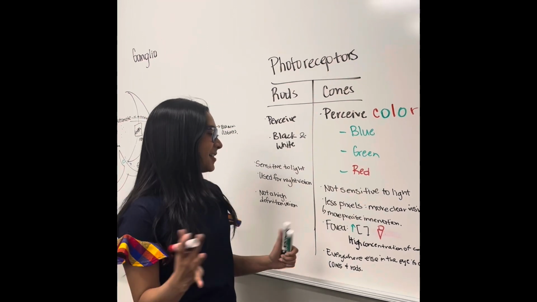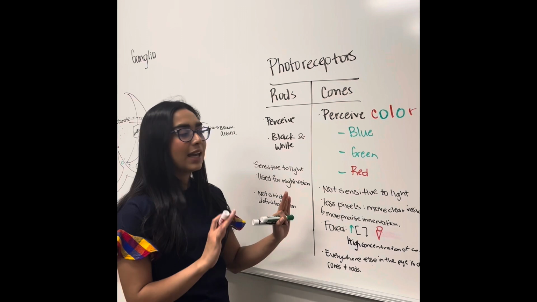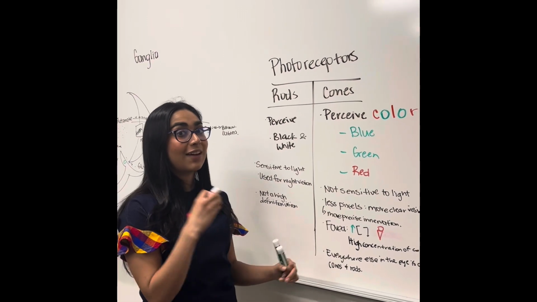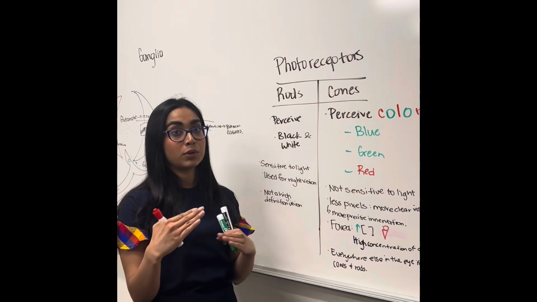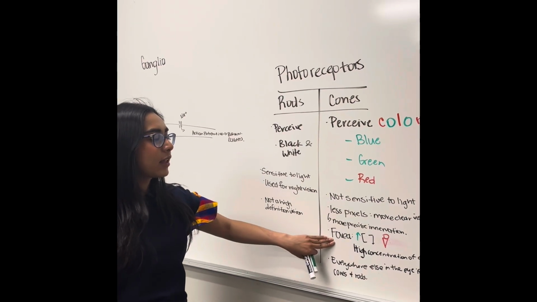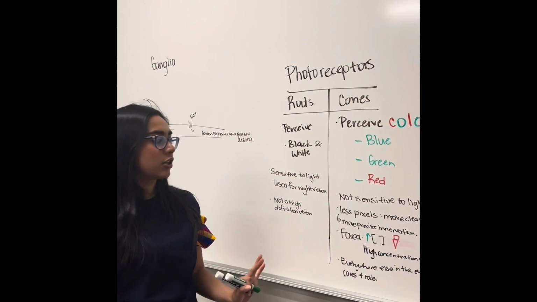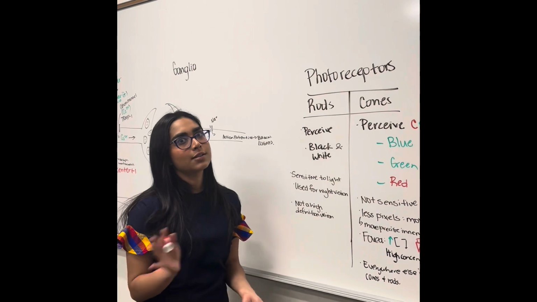Pretty fascinating. These are not sensitive to light. These have less pixels, but we have a better vision and more clear vision because they have a more precise innervation. In our fovea, we have a very high concentration of cones. Everywhere else in our eye is a combination of rods and cones.